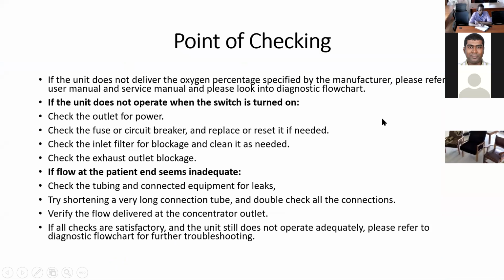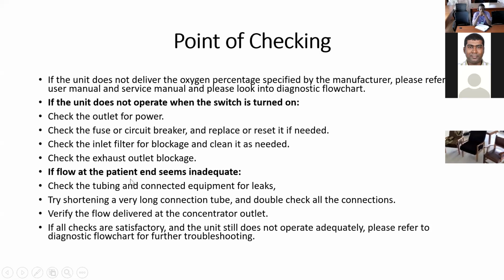Points of checking. If your unit is not working properly, or does not operate when you turn it on, check the power outlet, fuse, circuit breaker, and the thermal resistor used for heating on your compressor, and check for exhaust outlet blockage. These are normally the causes when you cannot power up the unit.